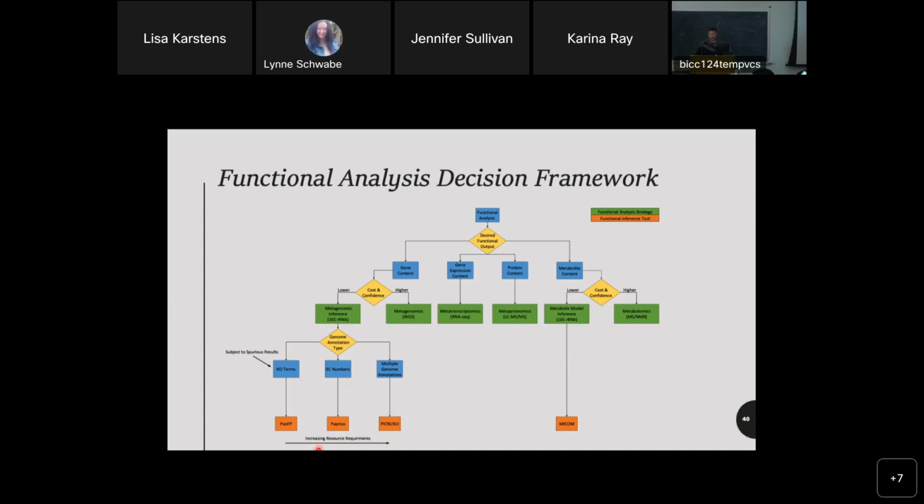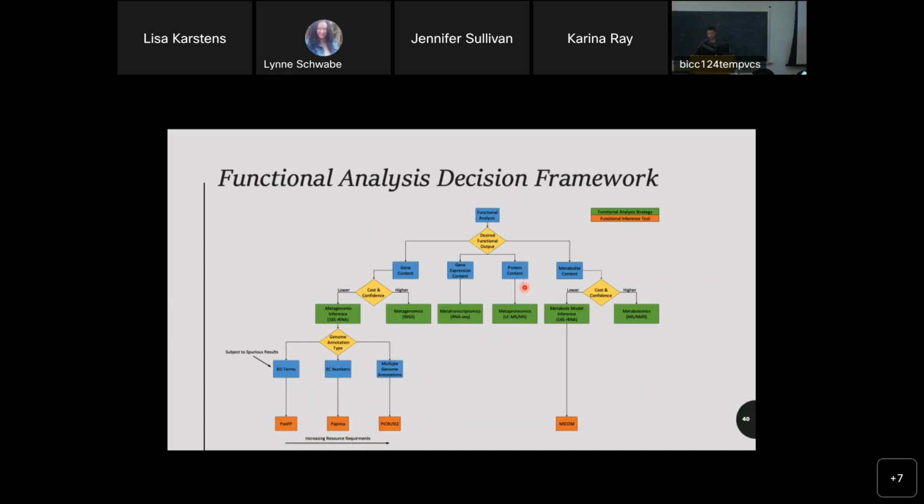And another factor that plays into this decision is the computational resource requirements. So we observe increasing requirements across these three. PanFP requires the least amounts of computational resources, followed by Paprika, and then PyCrust2 requires the most. If gene expression content is our desired functional output, then we really only have one option, and that's to carry out metatranscriptomics, and this is using RNA-seq.